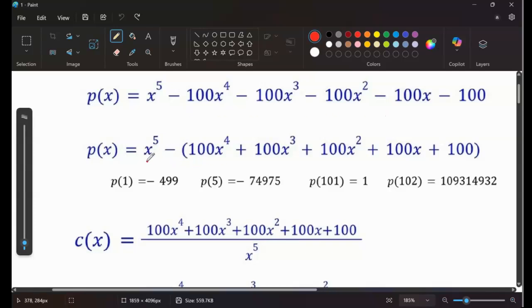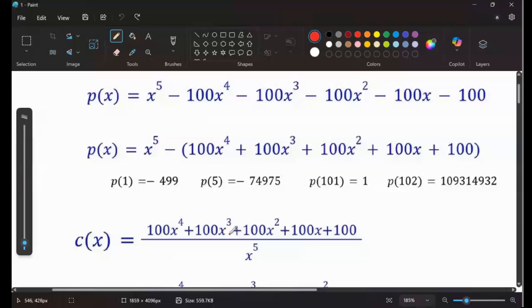If we factor out that negative, then we can see we have the leading term minus all the other terms. And if we enter an x value of 1, then we're in the negative, which would make sense if the other terms are winning. At an x value of 5, same thing. It looks like they're really winning, but when you get to an x value of 101, suddenly it has gone positive and the leading term is winning. And then at an x value of 102, it's really winning. How do we know that's always going to happen?